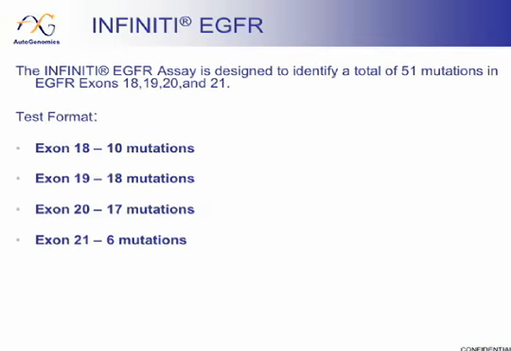In addition to that, we've created another assay which is picking up 10 mutations in exon 18 of EGFR, exon 19, 18 mutations, exon 20, 17 mutations, exon 21, 6 mutations. So in this assay, which again is still in the research stage, it picks up over 50 different mutations simultaneously. So we're expanding our number of assays to include mutation detection assays for different oncogenes, and these are 2 examples.